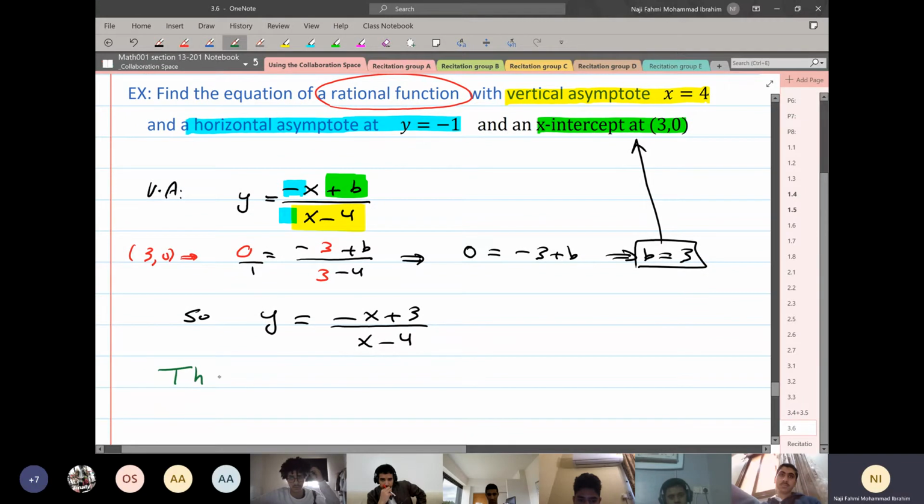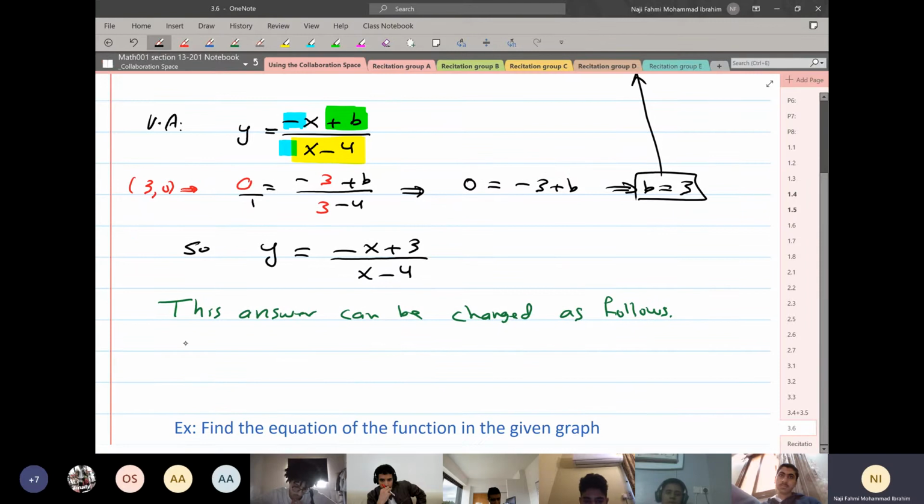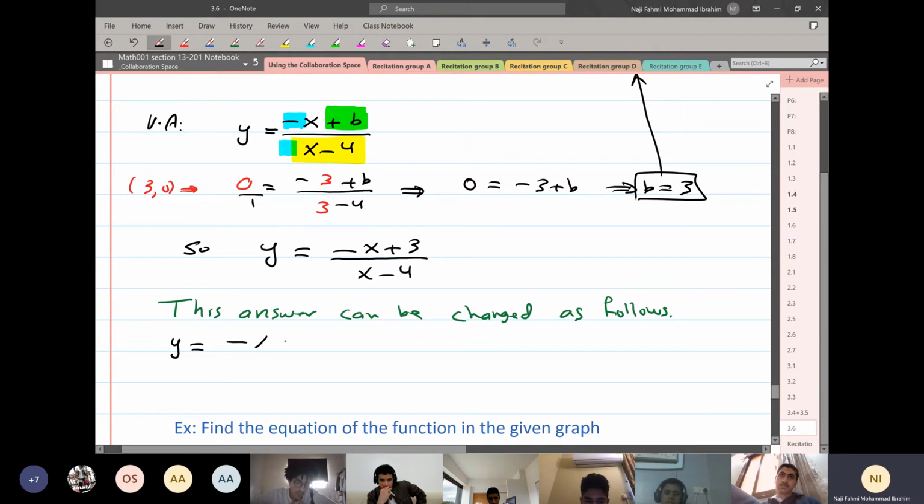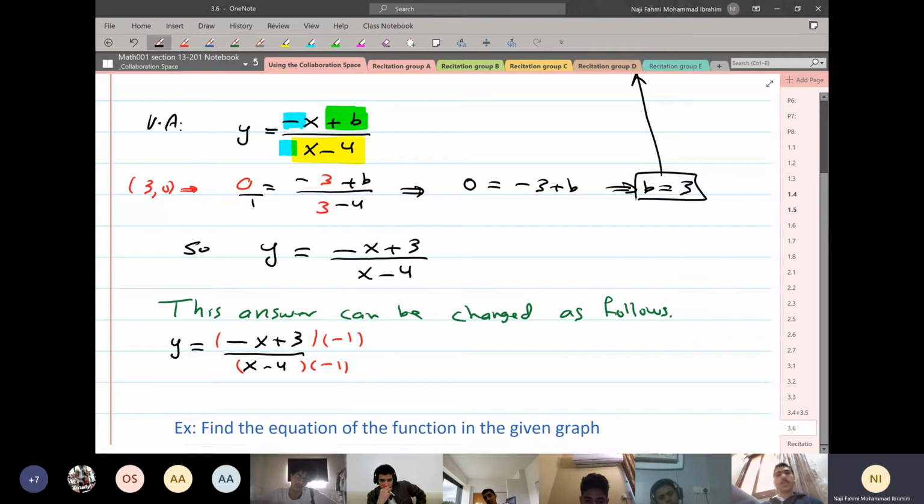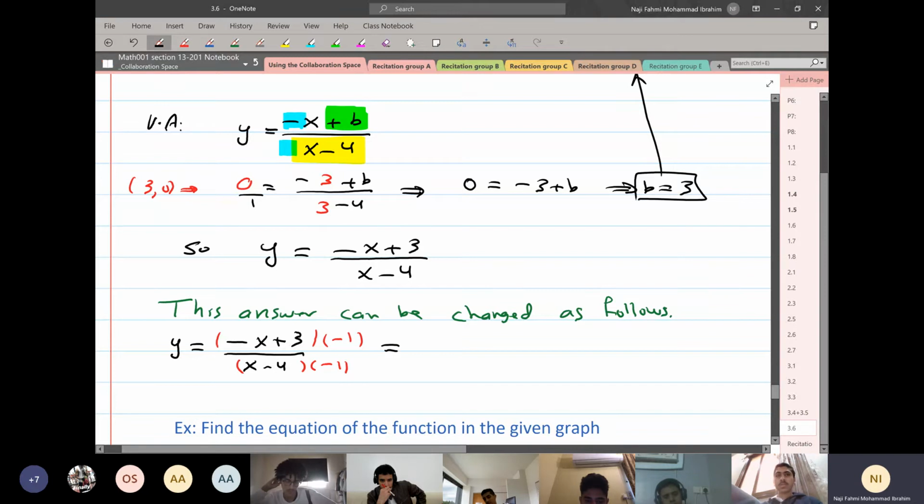So this answer can be changed as follows. How can he change it? He can multiply the numerator and denominator by any non-zero real number that he likes. What will happen if I multiply by -1? Will the value change or will I have the same value? I'm talking about the value here. Will the function remain the same or will it change if I multiply by -1 up and down? The same. It's the same.